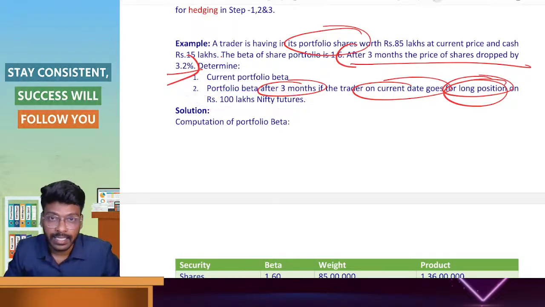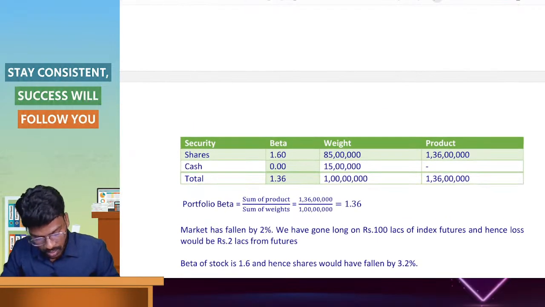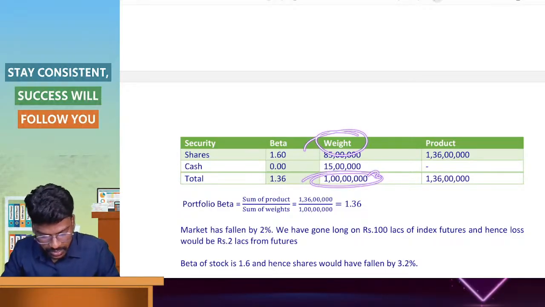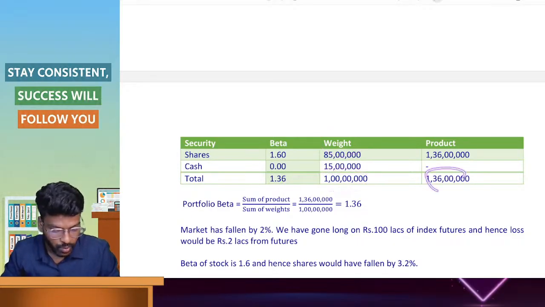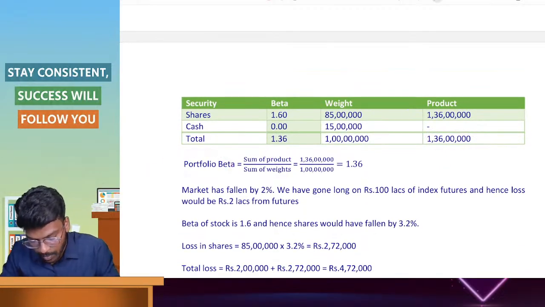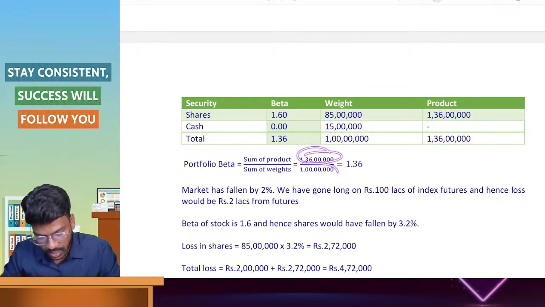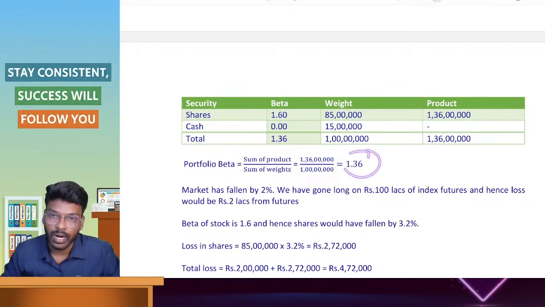The question clearly says we are going to take a long position on 100 lakh Nifty futures. So price of one future contract is 100 lakhs. So that is total weights, total values 100 lakhs, 1,36,000. To compute portfolio beta, the formula is sum of product divided by sum of weights. 1,36,000 divided by 1 lakh, you will get a value. Okay, this is my beta of portfolio.